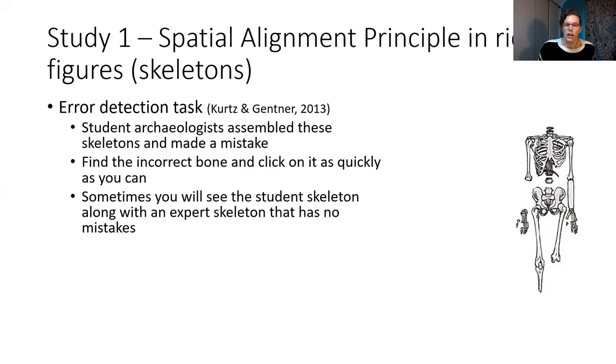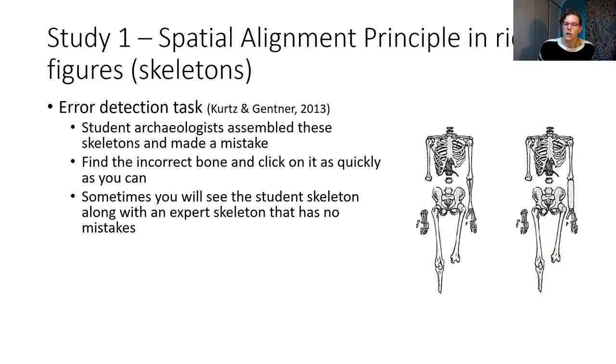Participants were shown skeletons like this one here, and they were told that student archaeologists assembled the skeletons and made a mistake. So participants' job was to find the incorrect bone in the skeleton and to click on it as quickly as they could. And participants were also told that sometimes they would see a skeleton solo like this one, but sometimes they would see it alongside a second skeleton that was constructed by an expert and did not have any mistakes in it.